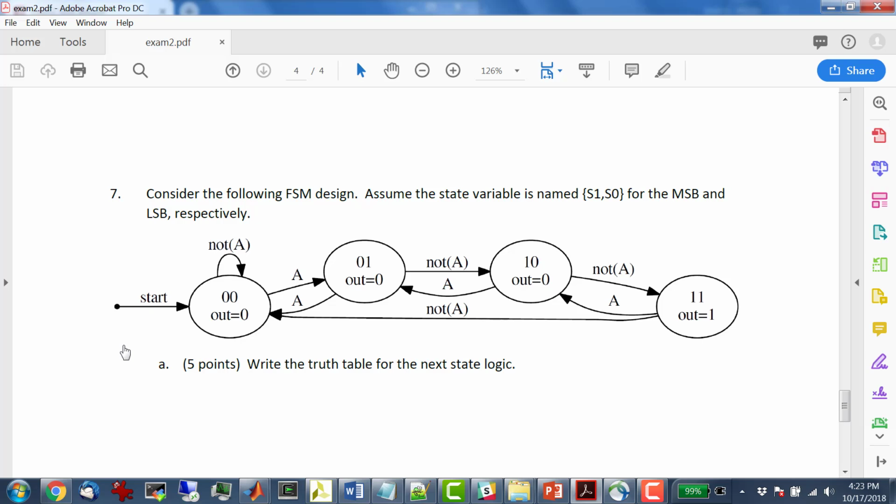OK, so next is the output logic. This is a Moore machine. I know that because the output is inside the state. So S1, S0. No, only current state for output logic. So this one's pretty easy. It's pretty much just 0, 0, 0, 1, right? Because the only time A is 1 is in the 1, 1 state. Right. Okay, so that's the output.